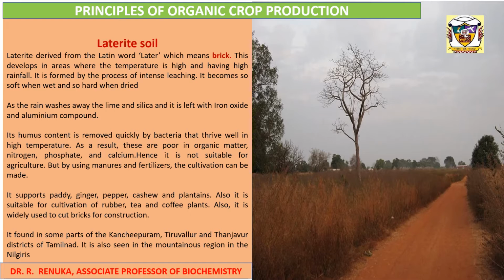It supports paddy, ginger, pepper, cashew and plantains. Also, it is suitable for cultivation of rubber, tea and coffee plants. It is widely used to cut bricks for construction also. It is found in some parts of the Kanchipuram, Tiruvallur and Tanjavur districts of Tamil Nadu. It is also seen in the mountainous regions in the Nilgiris.